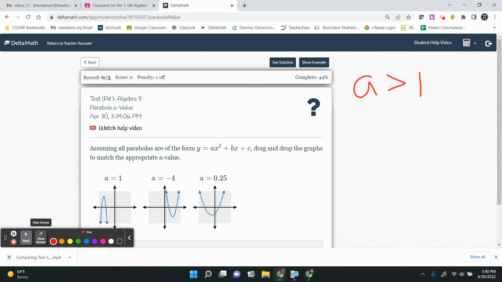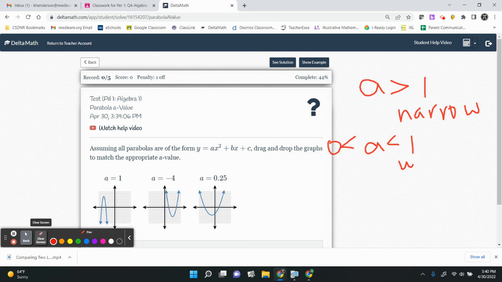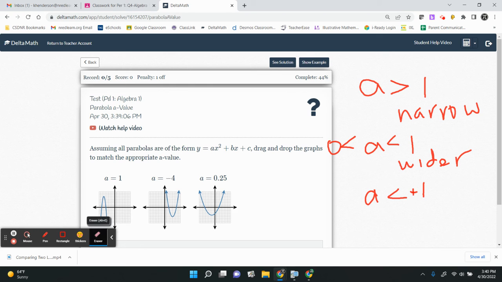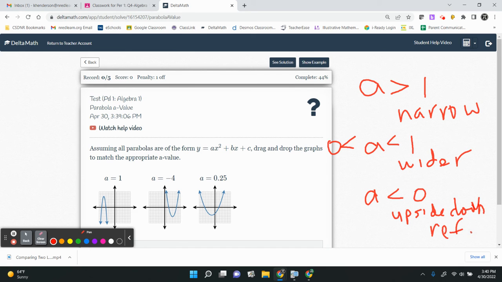So an a value that's greater than 1 is going to be skinnier, and the word we use for that is more narrow. If the a value is between 0 and 1, or a fraction, it's going to be wider. And if the a value is less than 0, which means it's negative, it's going to be upside down or reflected. Upside down or reflected. All right, there's my notes.